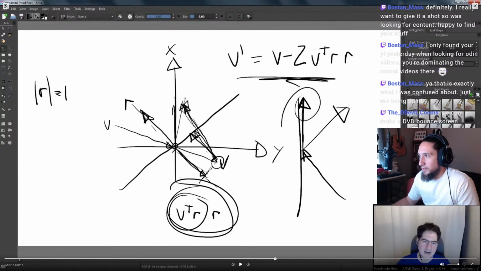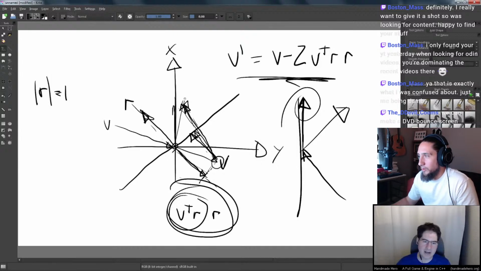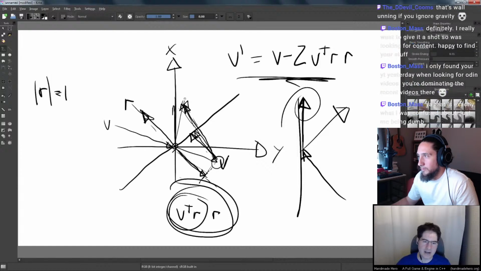Do I sit here and agonize over how I'm going to inevitably give the wrong answer as to what he's looking for? It's another transpose, right? Is it another dot product to get us going along the wall? Because we just want to go along the direction that the wall is going in, rather than bouncing off of it, I think. That's wall running if you ignore gravity.